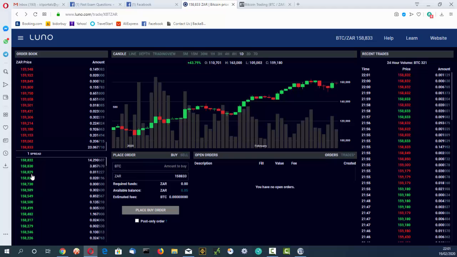Then if you are a market taker, let's say you want to buy Bitcoin and somebody wants to sell at 158,833. You just click 158,833, you just buy immediately. You are a market taker. Then you pay 1% penalty fee. Is that clear?